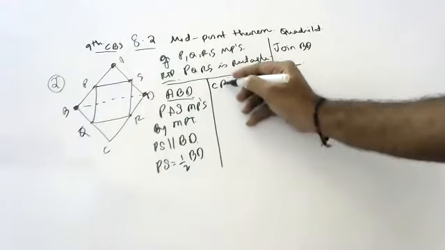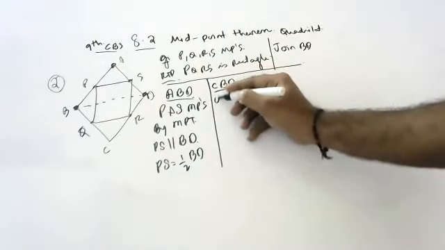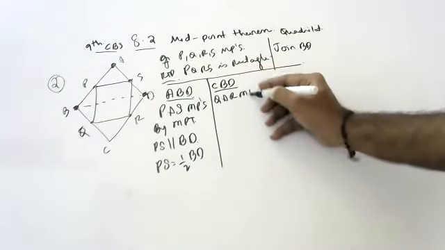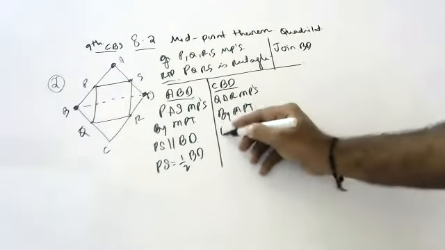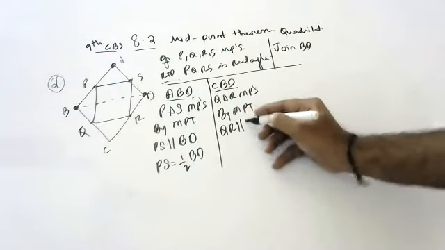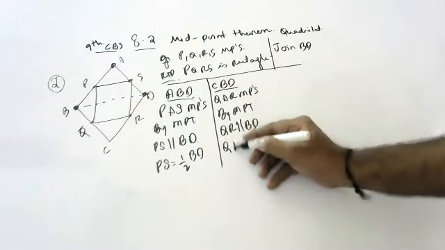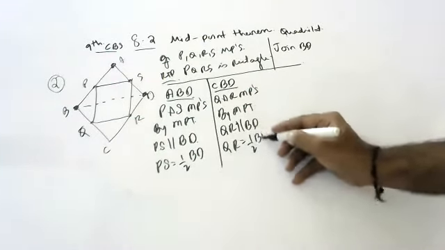Yes, sir. In triangle CBD, Q and R are midpoints. By the midpoint theorem, QR is parallel to BD and QR is half of BD.